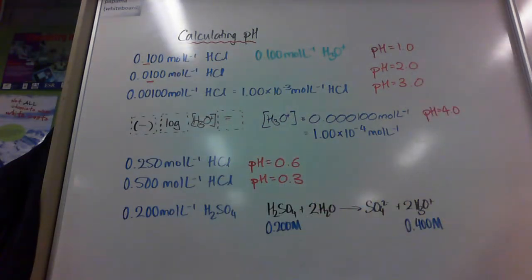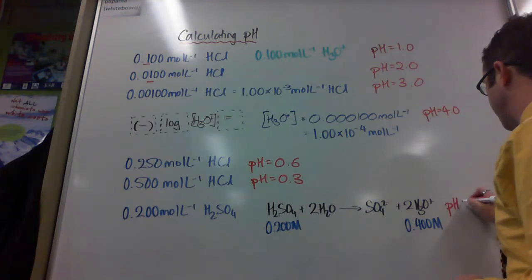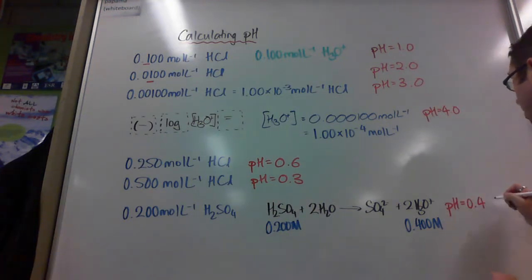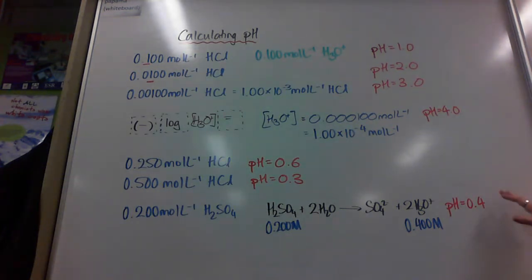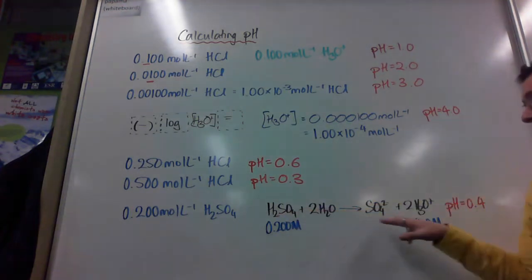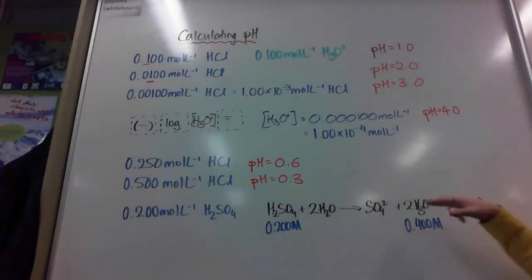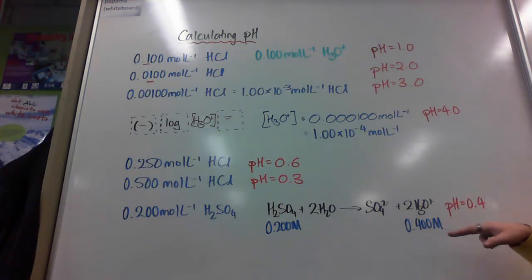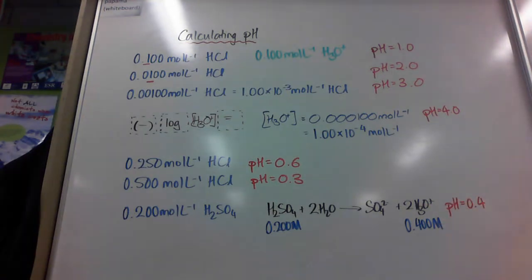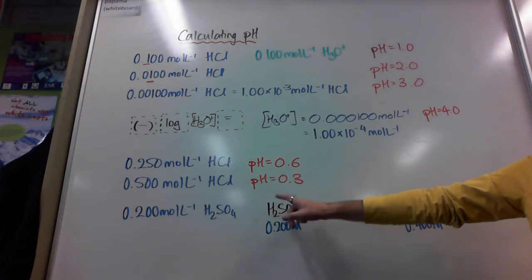So the pH of this acid will not be negative log 0.2, it'll be negative log 0.4. So what will the pH of this acid be? 0.379. Okay, so about 0.4. Fantastic. Okay, so just be aware of that. You do get double the concentration of hydronium ions provided by the concentration of the acid.